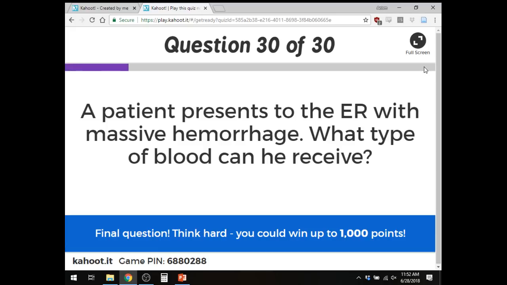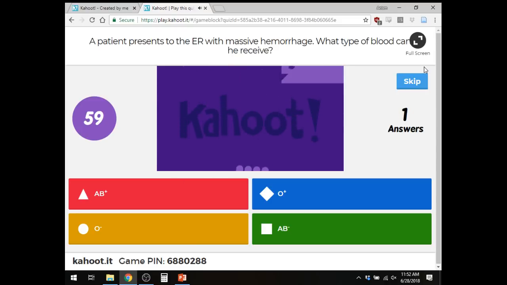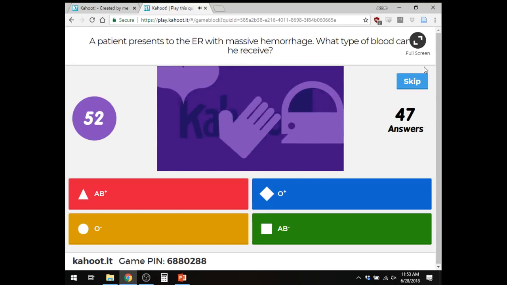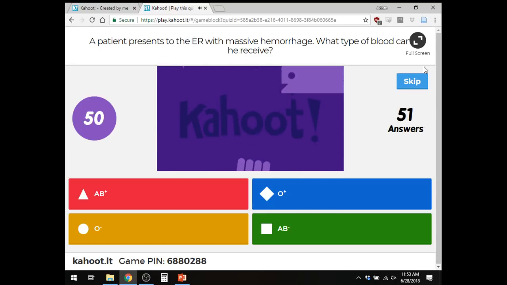All right, a patient presents to the ER with massive hemorrhage. What type of blood can he receive? You don't have time to do any kind of blood testing. What can they get? We need blood stat. Mr. and Mrs. PA, what do we do?